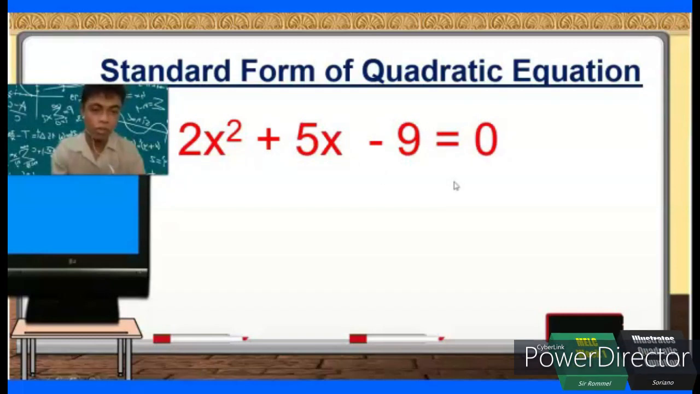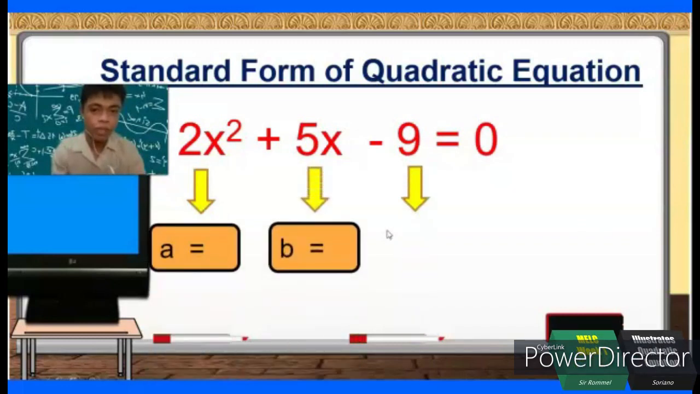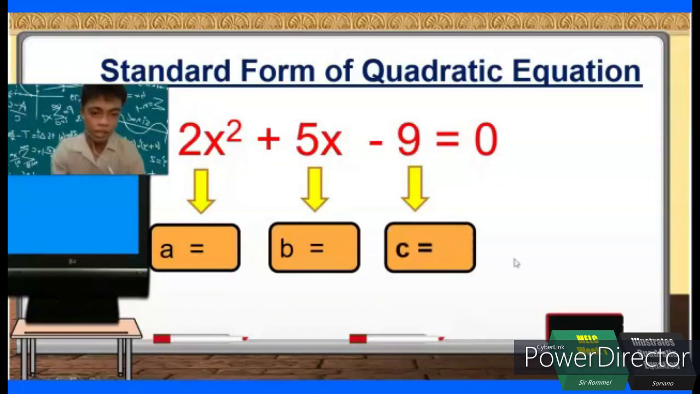Then, equate nyo into 0. Pag ganyan, no need to rearrange the quadratic equation. So, doon na natin identify yung A, yung B, and yung C. Anyone from this class? Okay, wants to identify the values of A, B, and C? Okay, yes?